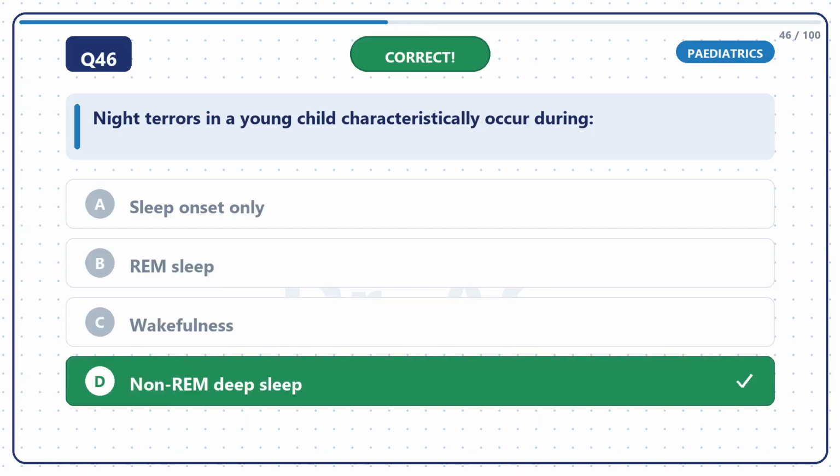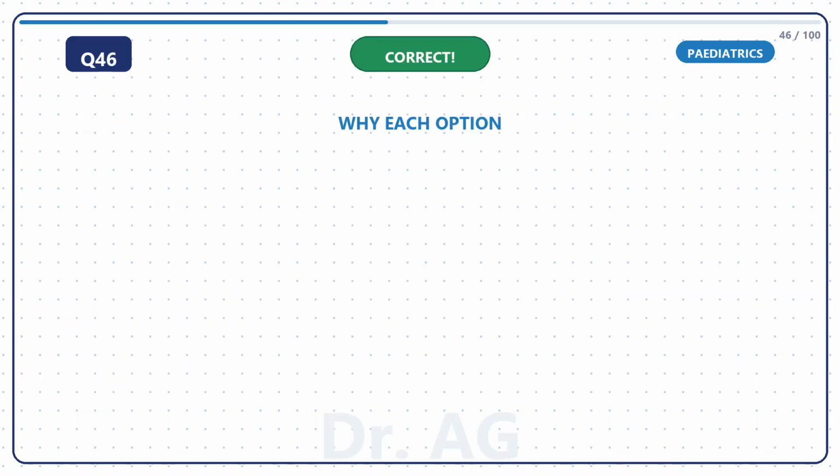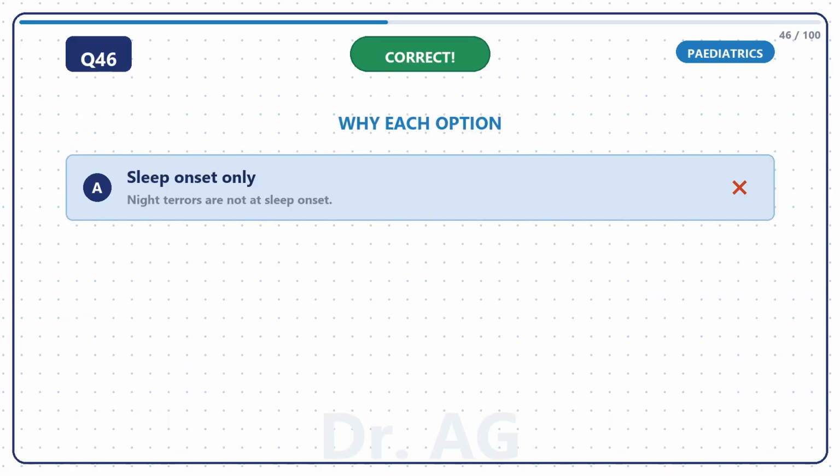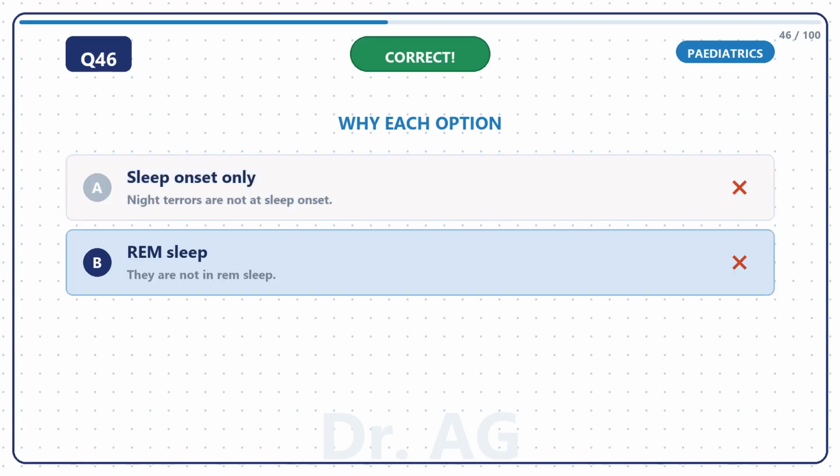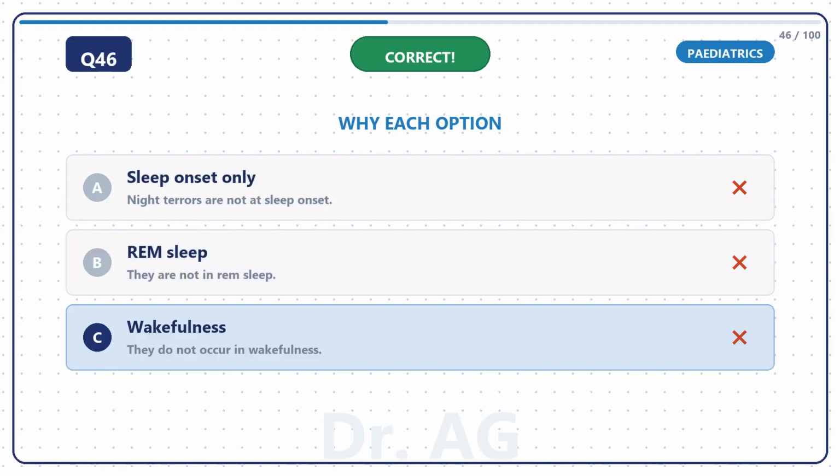The correct answer is option D. Non-REM deep sleep. Let's go through the options. Sleep onset only. Night terrors are not at sleep onset. REM sleep. They are not in REM sleep. Wakefulness. They do not occur in wakefulness.